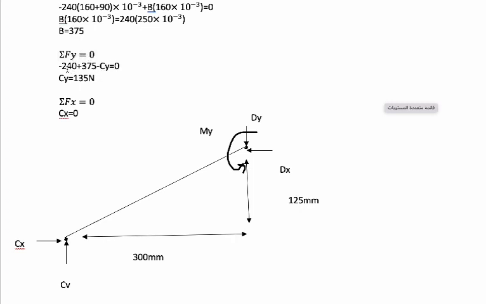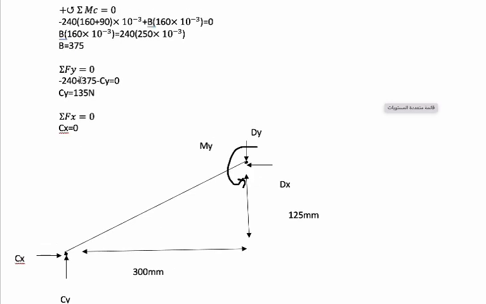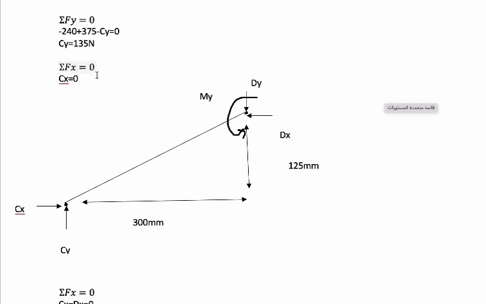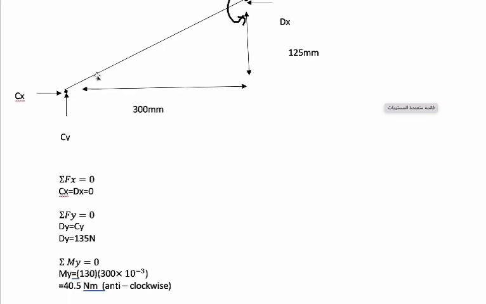So we go and get here the equation. We get Cy, which is equal to 135. Fx, which is Cx, is equal to 0.